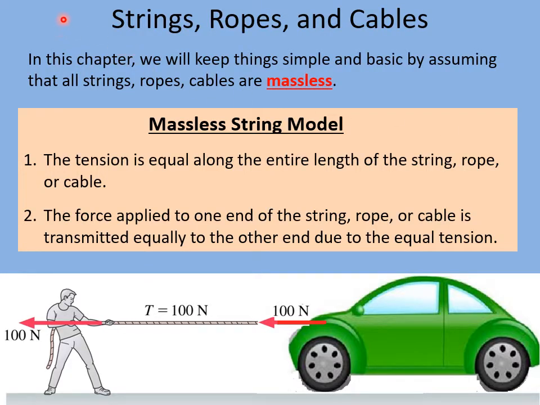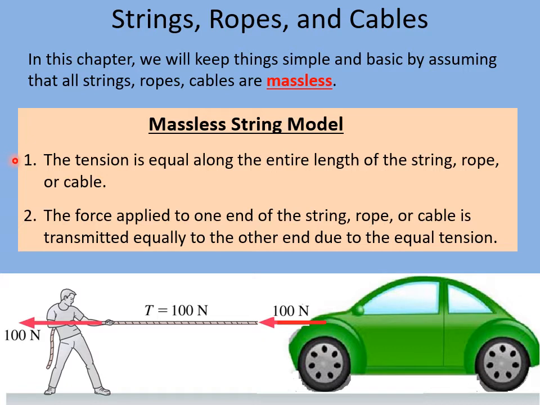So we're going to start by talking about ropes, strings, and cables. In order to keep things as simple as possible, we're going to model ropes, strings, and cables as being massless. Really what we're saying is that the weight or the mass of the rope or string is insignificant compared to the other objects in the problem, and this is often the case in physics problems. So this is the so-called massless string model that we're going to employ here.